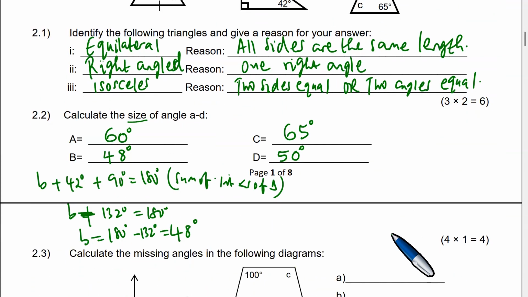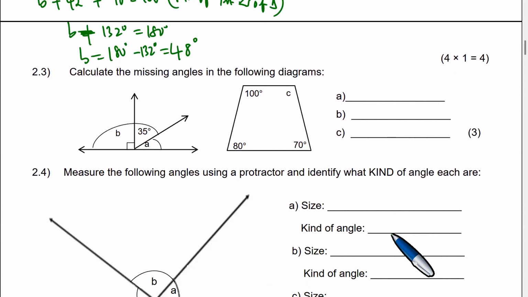Next question. Right, let's look at 2.3. Calculate the missing angles in the following diagrams: A, B, C. According to you, what is the size of angle A? And why? So is it 55? Why? Because this is a 90-degree angle, so you need to add up angle A plus 35 degrees, because it must add up to 90 degrees with a 35. Correct.